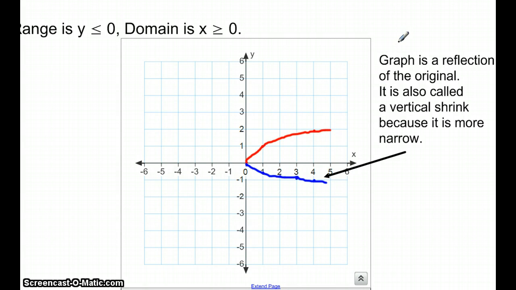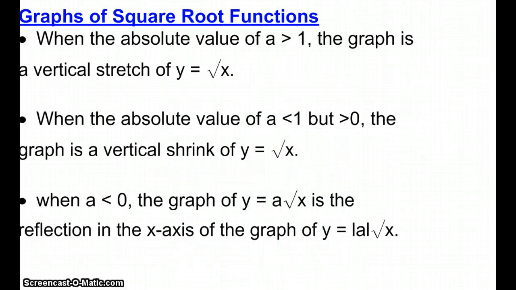Now, if this graph were just negative the square root of x, it would be a perfect reflection, a perfect mirror image of the parent function. But since I multiplied it by negative 0.5 or negative 1/2, it's half as big. It's actually a vertical shrink and a reflection at the same time. You can see it's narrower and it flips into the next quadrant.